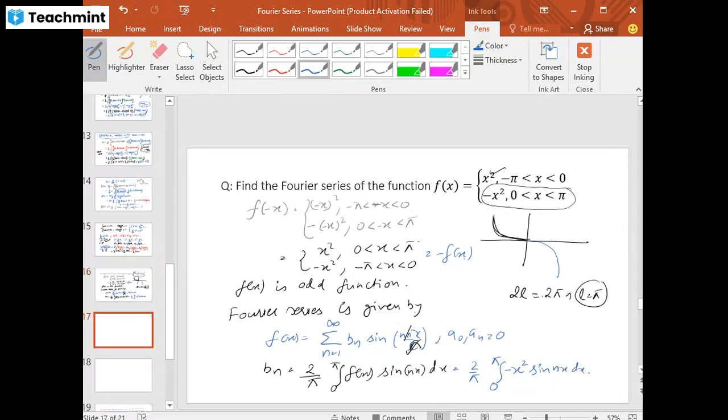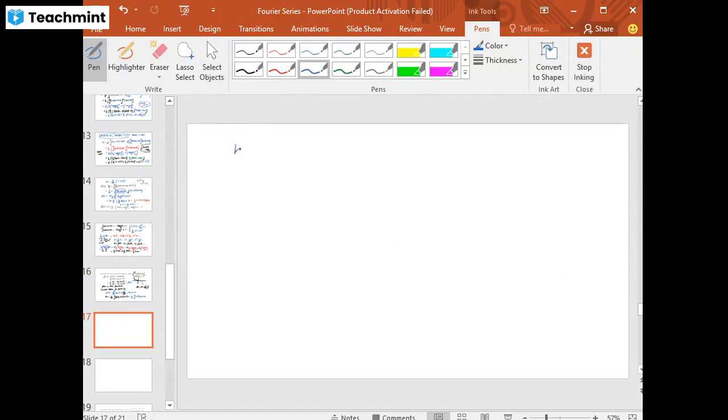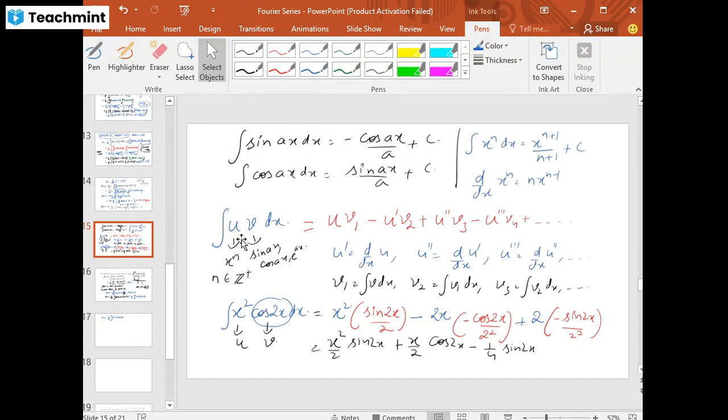Okay, so let us calculate the value of bn here. So bn is equal to, negative sign taken outside, minus 2 upon pi, 0 to pi, x square into sine of nx dx. So here again we are going to use the same formula of integration which we have discussed in the last slide, the product rule u into v. So u is the algebraic function, v is the trigonometric sine, cosine or exponential function only. So the formula is u v1 minus u dash v2, u double dash v3 and so on.